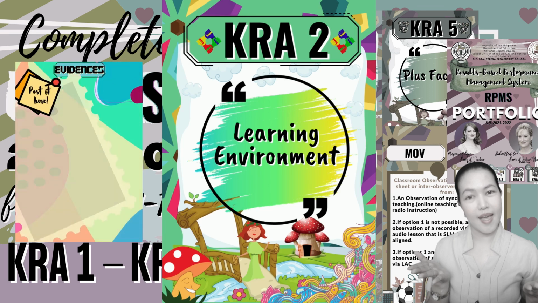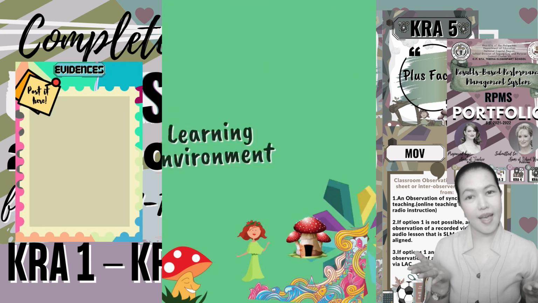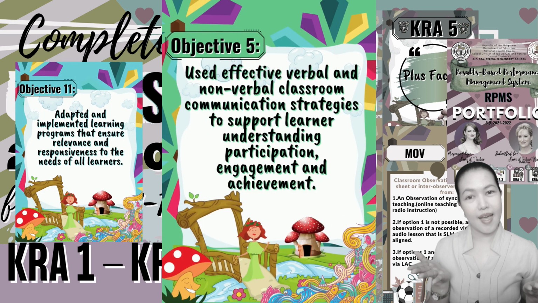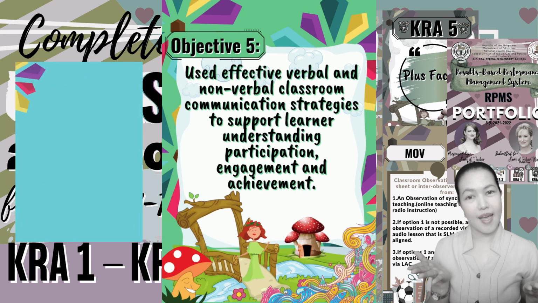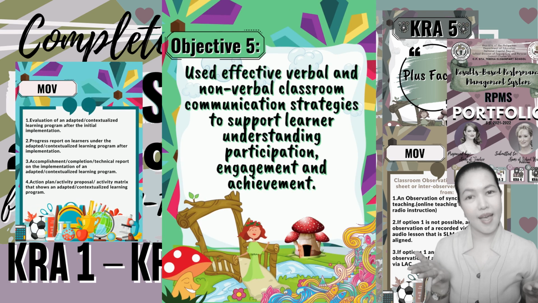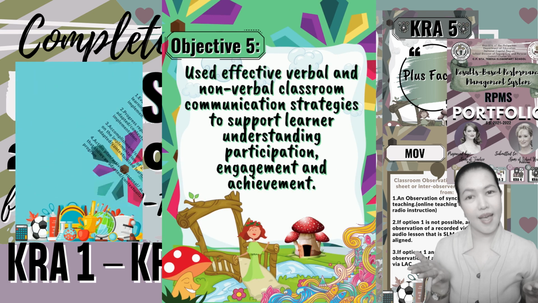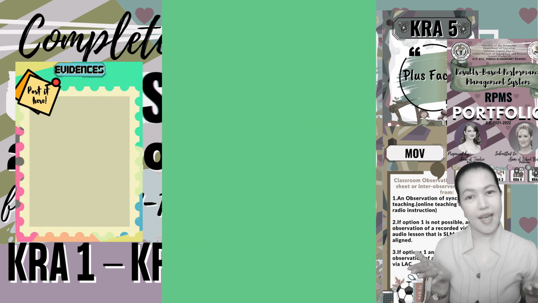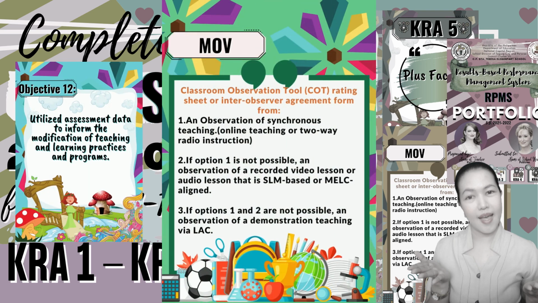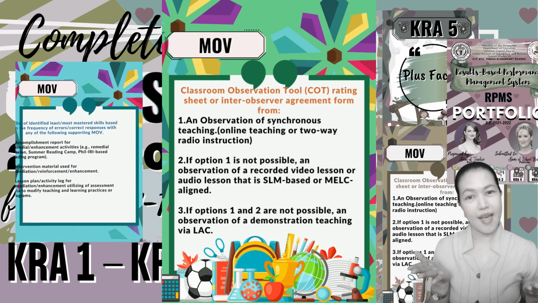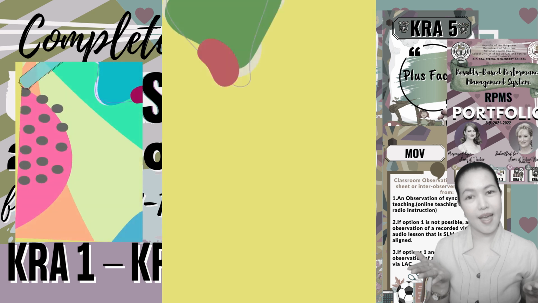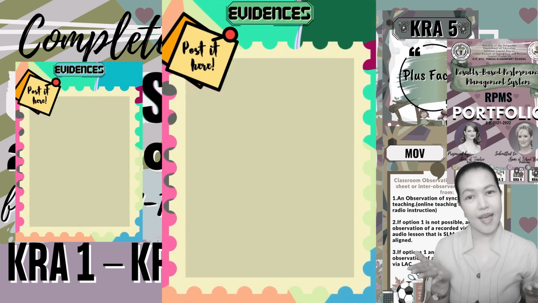CRA number 2, Learning Environment. Objective number 5, used effective verbal and non-verbal classroom communication strategies to support learner understanding, participation, engagement, and achievement. MOV. Just like the MOV needed for objective number 1 and 3. And you can post here your evidences.